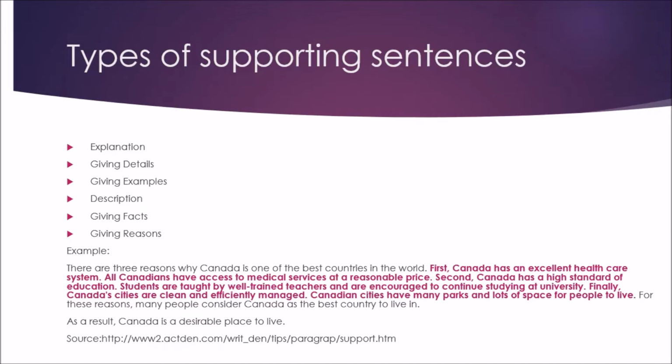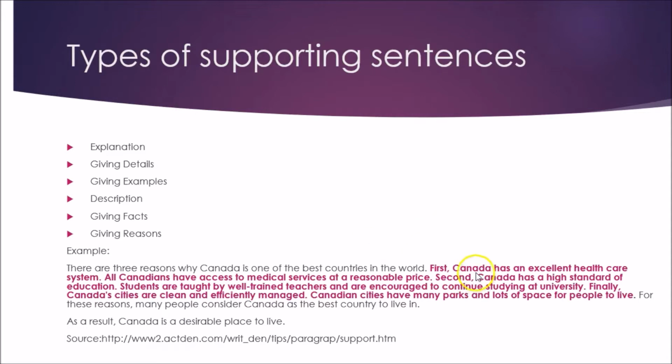So let's look at this example. The topic sentence here is, there are 3 reasons why Canada is one of the best countries in the world. So, can you guess where is the topic and where is the controlling idea? So the topic is Canada being one of the best countries in the world, and the controlling idea, the reasons, that there are 3 reasons.